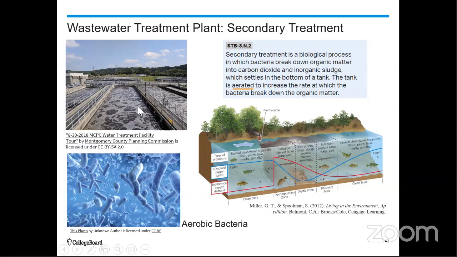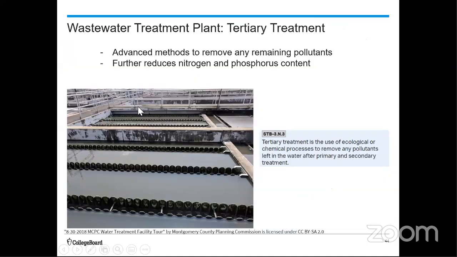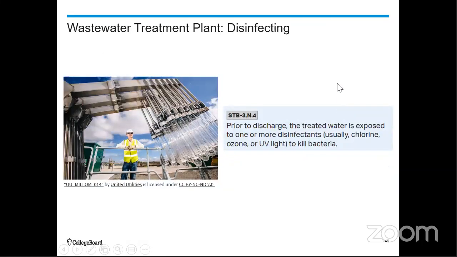So in order to make a wastewater treatment plant function purposefully, you're going to inject lots of air into this water. And then tertiary treatment is not one we're going to go into too much detail, but just know it is an advanced step to remove any additional pollutants and to grab out as much nitrogen and phosphorus content as possible.